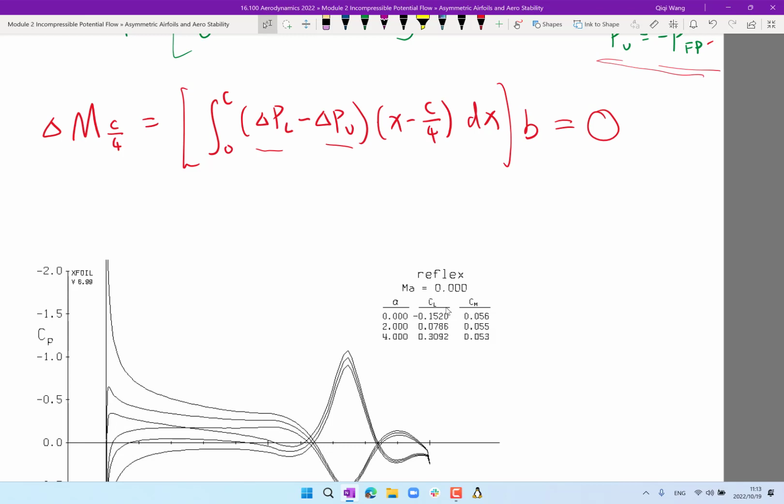And that can be seen over this XFOIL calculation, right? So you can see the lift changes dramatically as you go from 0 degrees to 4 degrees. The moment coefficient, which in XFOIL is actually the moment around the quarter chord, stays pretty much the same, right? The difference in that moment is really due to thin airfoil theory only being an approximation, right?